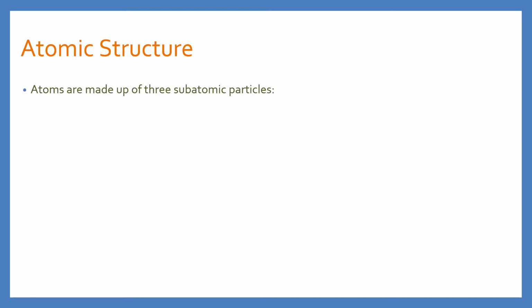So first reminder, atoms are made up of 3 subatomic particles. Go ahead and just think to yourself, I think you know them. What are they? Protons, neutrons, and the one that you're going to hear most often in this course, electrons.